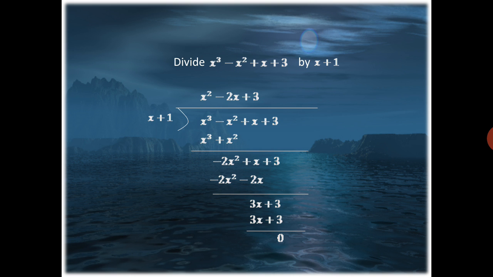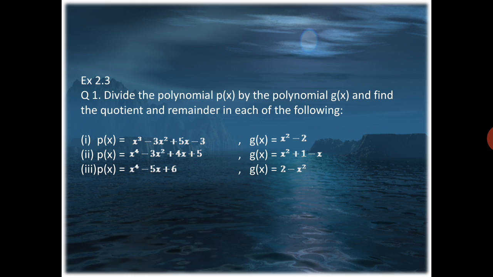With this knowledge, let us move to exercise 2.3, question number 1. It says: divide the polynomial p of x by the polynomial g of x and find the quotient and remainder in each of the following. The examples, which are from the textbook, are flashed on the screen. The very first sub question is all okay.